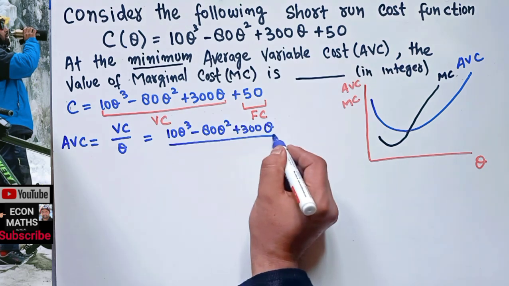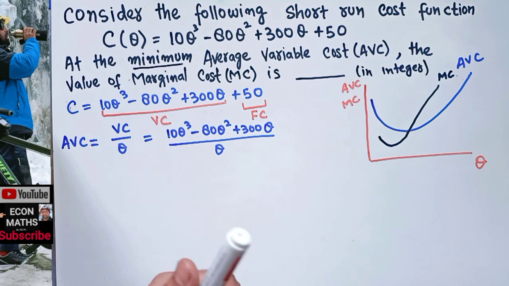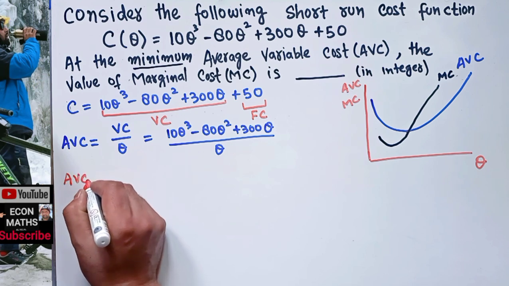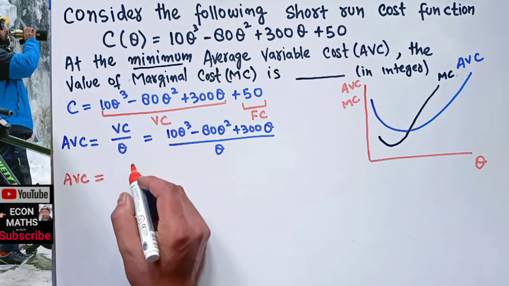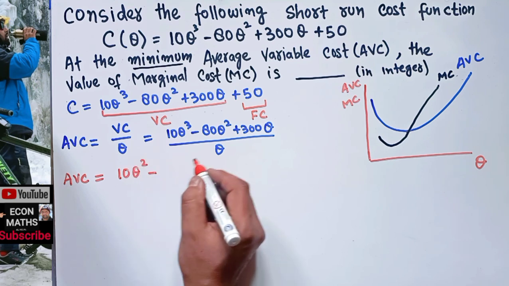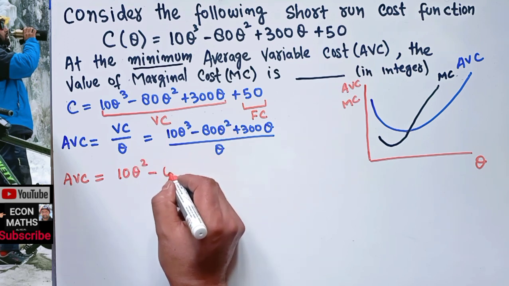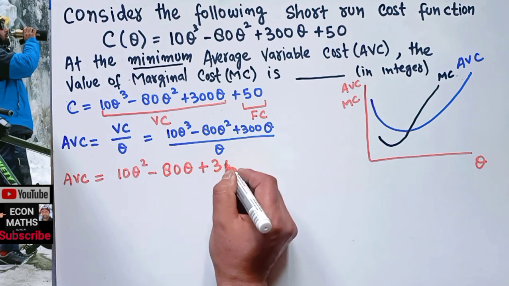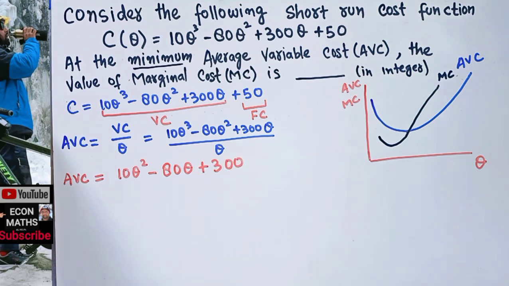To this we divide by q, so our AVC will be equal to, 10q cube divided by q comes out to be 10q square, minus, here q will get cancelled, we will be left with 80q, plus 300. This is our average variable cost.